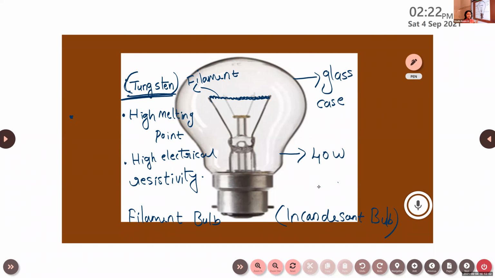Otherwise, no problem. It can even withstand 3380 degrees Celsius of temperature, because the melting point of tungsten is 3380 degrees Celsius. So if 3000 degrees Celsius is passing through this filament made of tungsten, no problem will happen to this incandescent bulb. It can withstand.